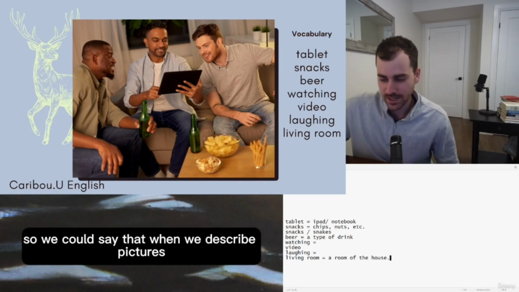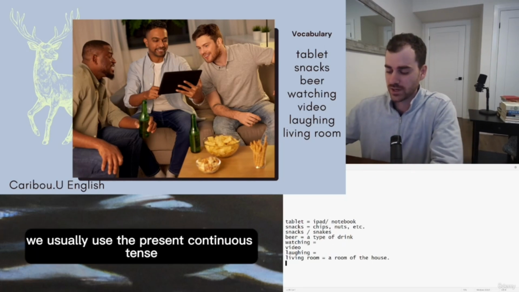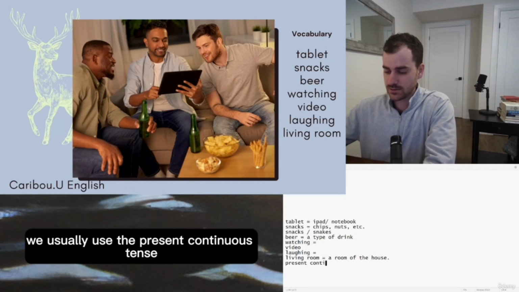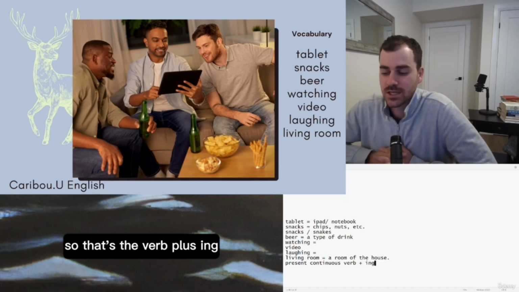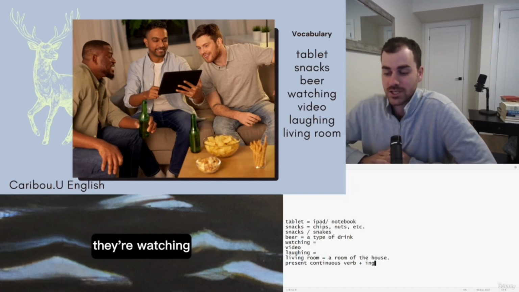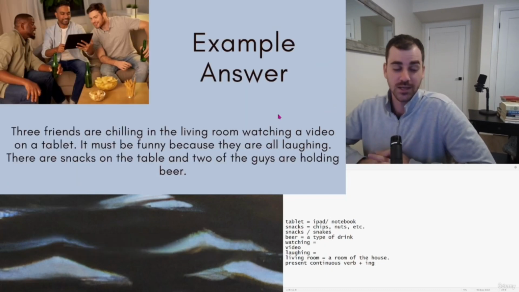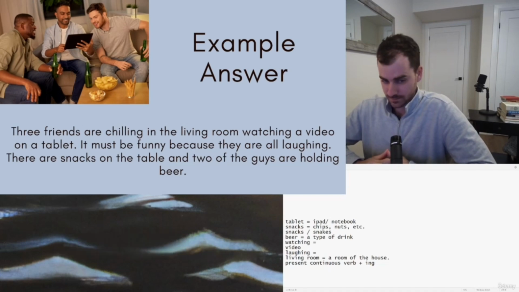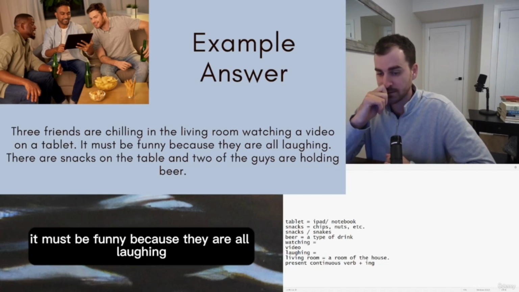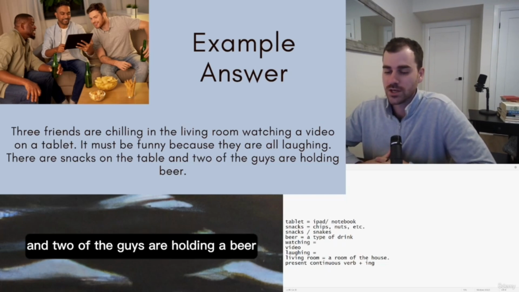So we could say that when we describe pictures, we usually use the present continuous tense. So that's the verb plus ing. So they're laughing, they're watching. And you can see in my example, 3 friends are chilling in the living room, watching a video on a tablet. It must be funny because they are all laughing. There are snacks on the table, and 2 of the guys are holding a beer.